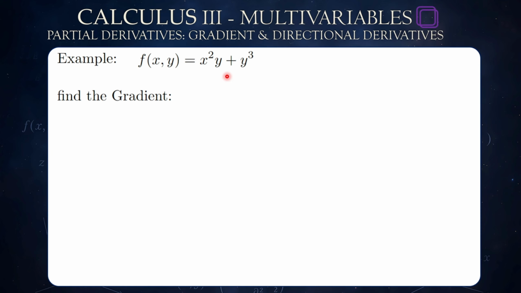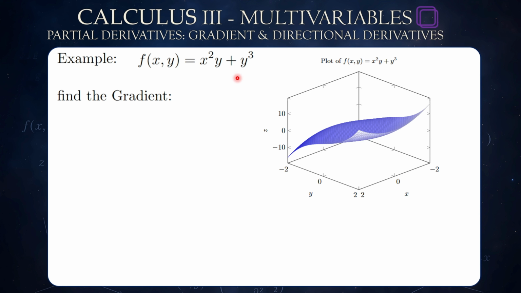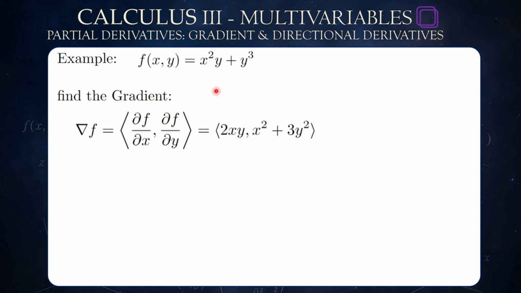Example, find the gradient for the function f(x,y) is equal to x squared y plus y to the power of 3. You can, by the way, solve it yourself before looking at the solution. So nabla f is equal to partial f divided by partial x and partial f divided by partial y, or the derivative of f(x,y) in respect of x and y next to each other. So the first one, in respect of x, you have 2xy. In respect of y, the derivative is x squared plus 3y squared.